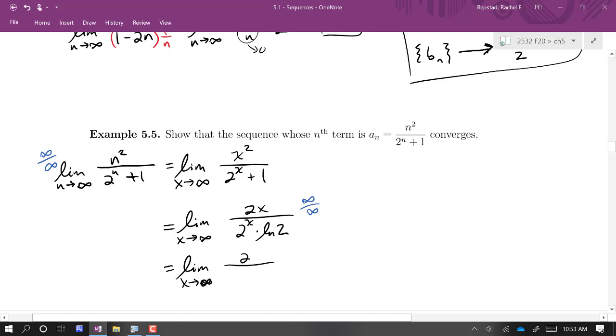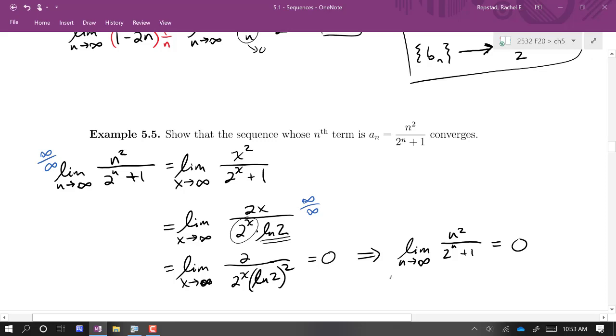And then on top we get 2. On the bottom, the derivative of 2 to the x is 2 to the x ln 2. And we have another factor of ln 2 to bring down. So we have 2 to the x times ln 2, all squared. Now the top stays put at 2. The bottom is still blowing up. So this is 0. And that means that the limit that we were after, the limit as n approaches infinity of n squared over 2 to the n plus 1, is equal to 0. So that converges.